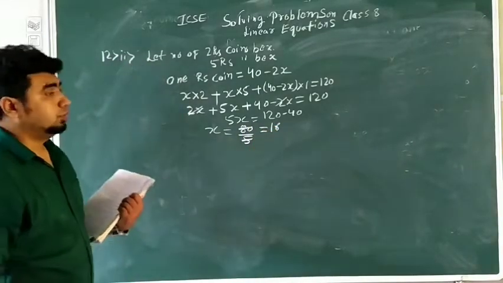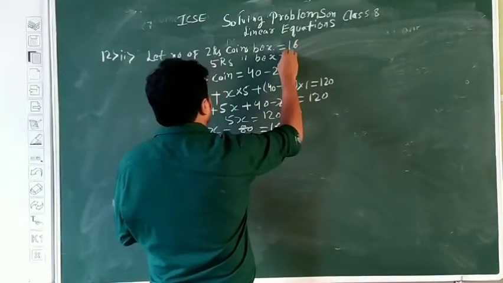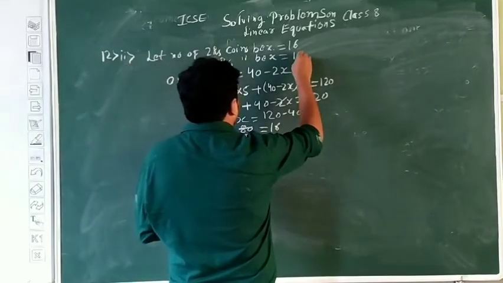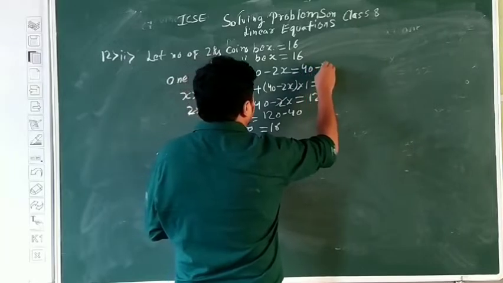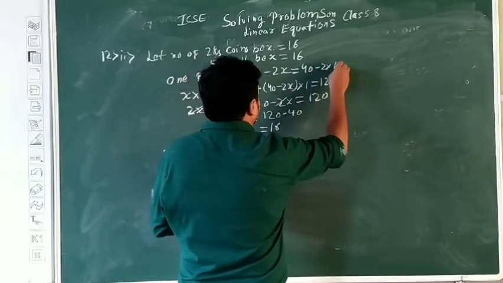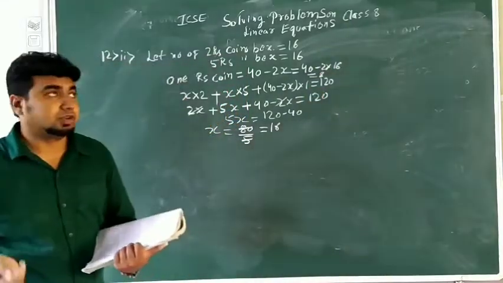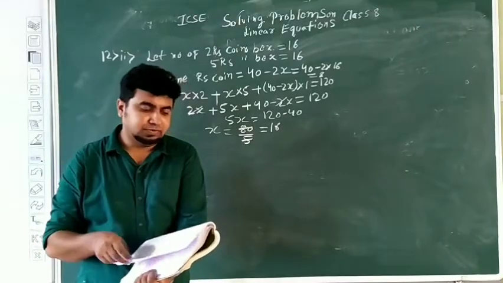The number of 2 rupees coins we have got is 16. The number of 5 rupees coins we have got is 16. And the number of 1 rupee coins is 40 minus 2 into 16, which comes out to be 8 coins. So we have 8 one rupee coins. So this is question number 12.